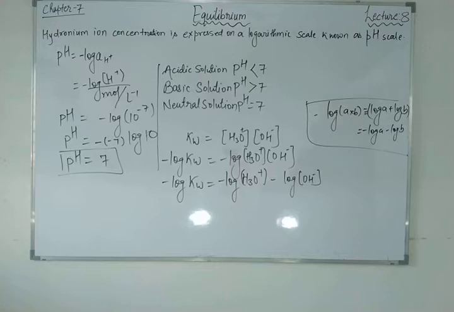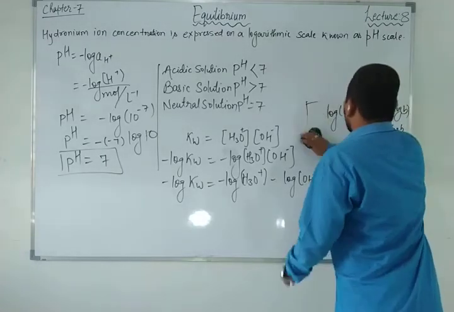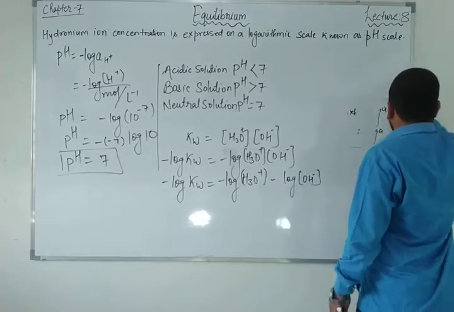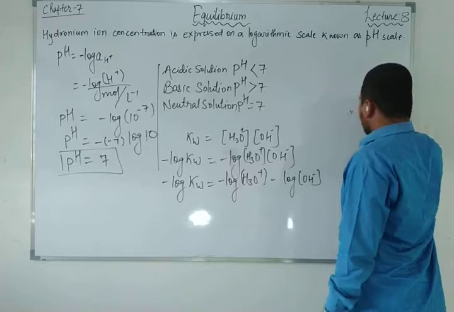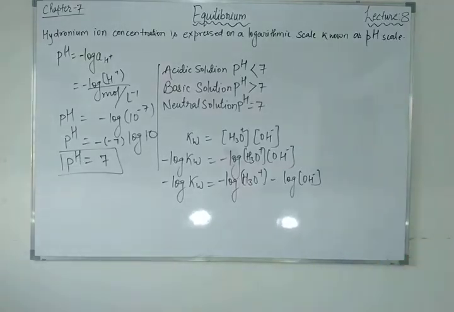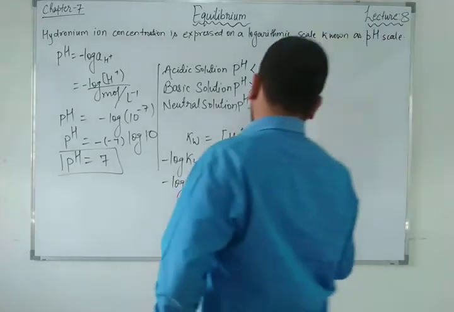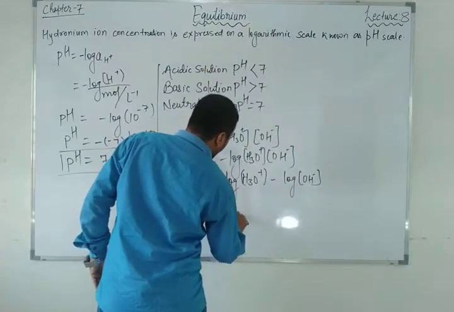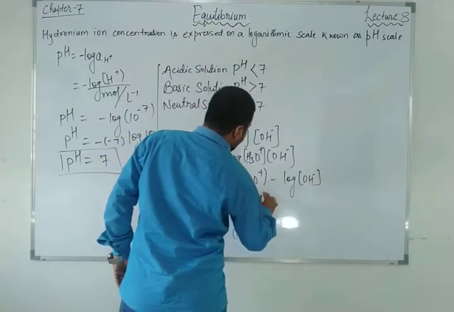Now we have already calculated the values of H3O+ and OH-. So can you tell me what the value will be here? It will be 10 to the power minus 14. Why will it be 10 to the power minus 14? Because here it is minus log 10 to the power minus 14, minus log 10 to the power minus 14.